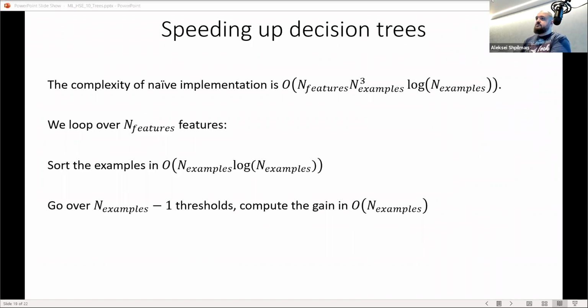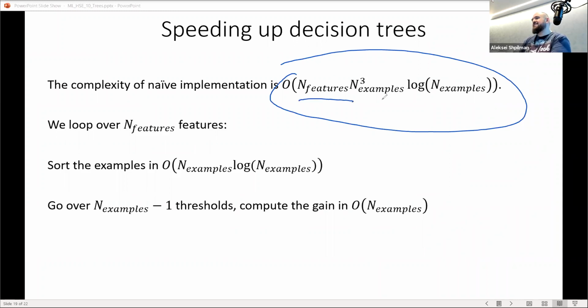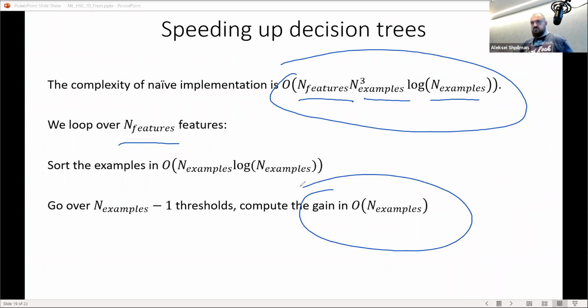How do we speed up? So this is a calculation of a number. A naive implementation is O of number of features times number of examples, right? Why? We have to go through every feature. We need to sort the examples by that feature, and we need to calculate the gain, which is usually done in number of examples, because you have to sum up how many are in one class, how many in the other class. Hard. Now, how can you speed it up? Let's look at the techniques.